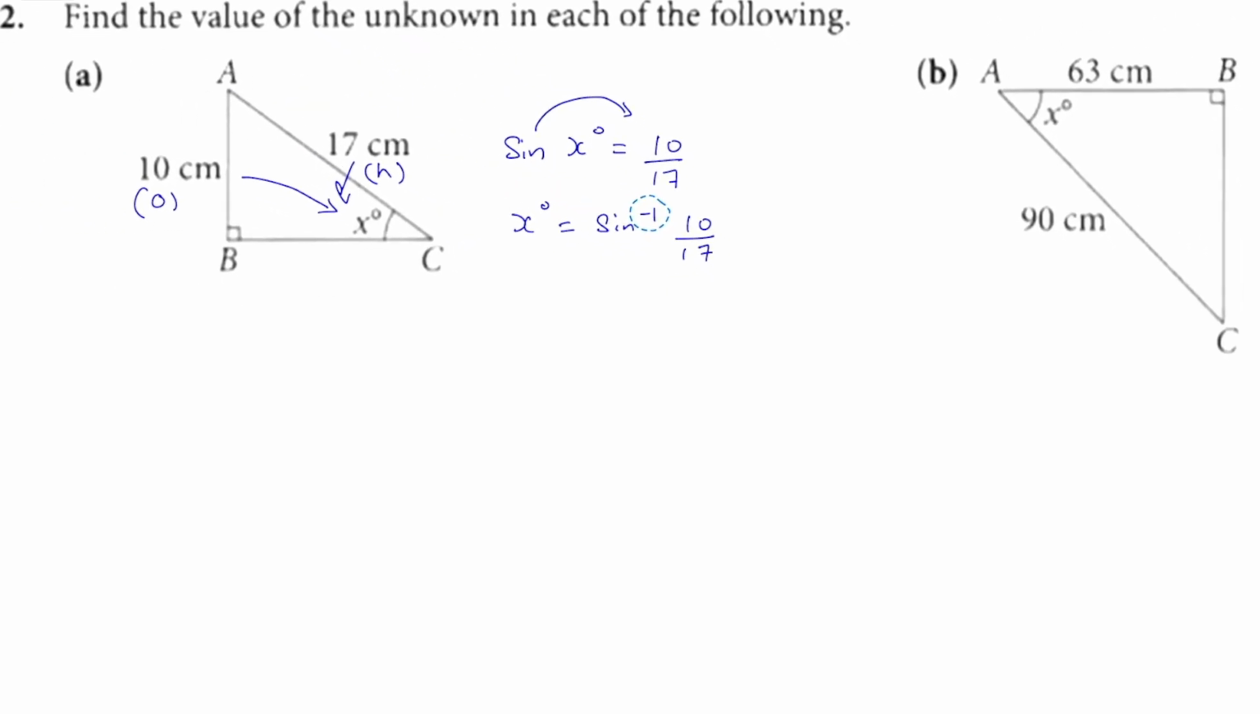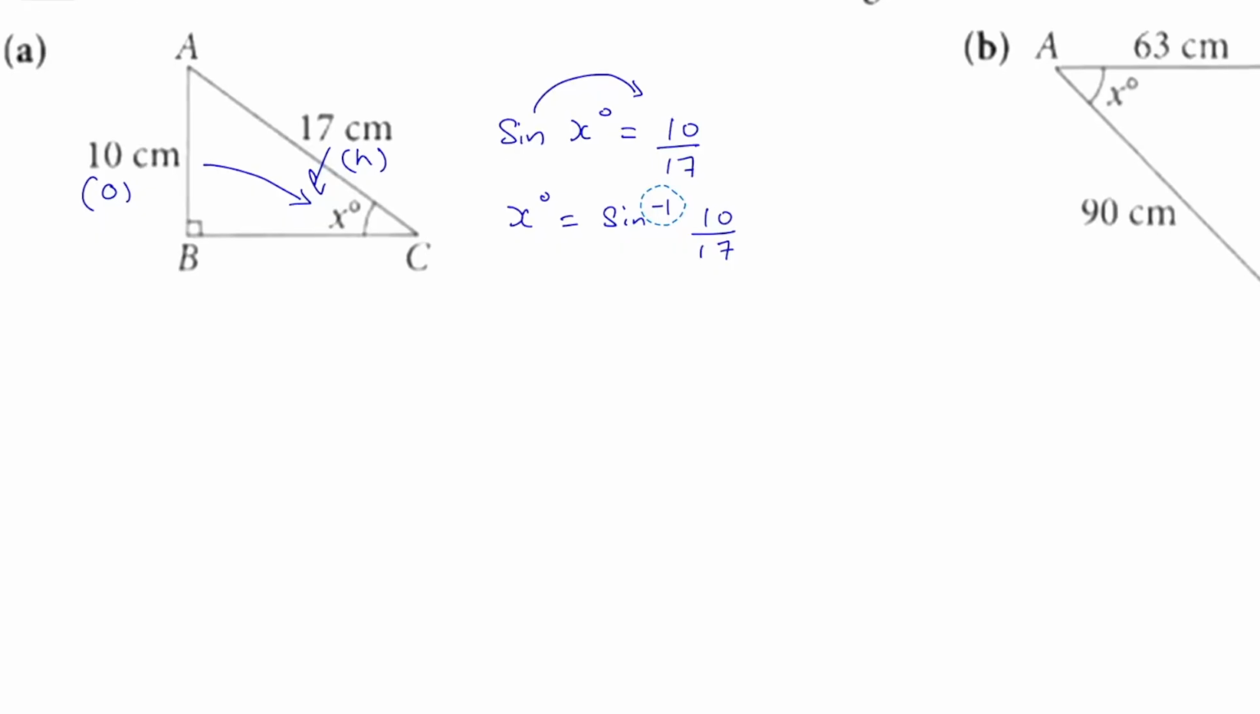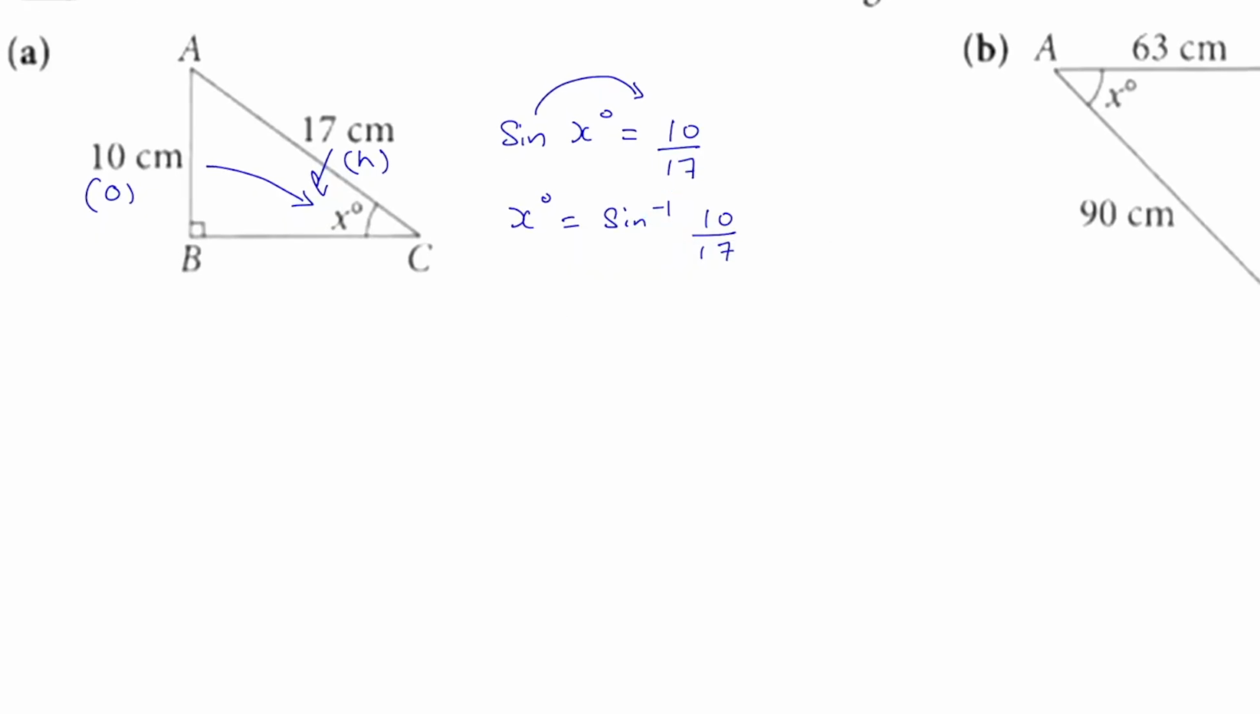This is sine inverse, sine to the power of minus 1. You can see this in your calculator above the sine button. You have to press shift sine to apply the sine inverse function in your calculator. Next, key this into your calculator and you should get 36.0 degrees. This will be 1 dp, 1 decimal place, because it's an angle.